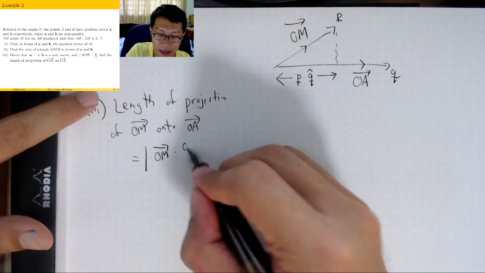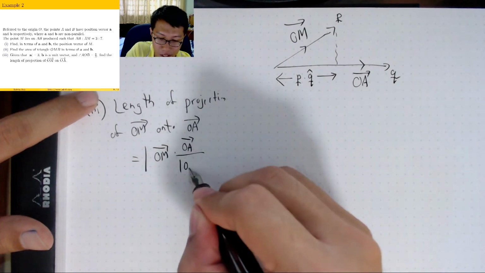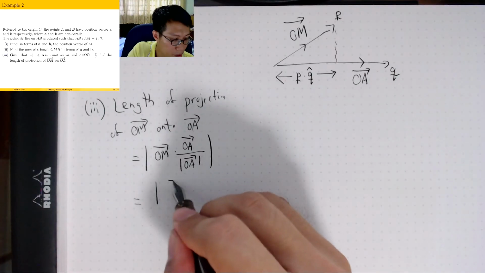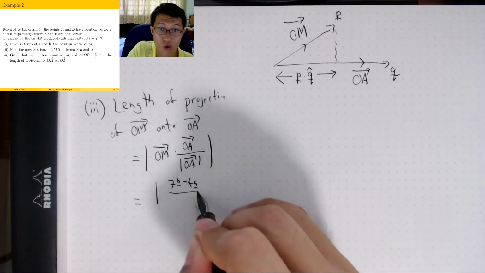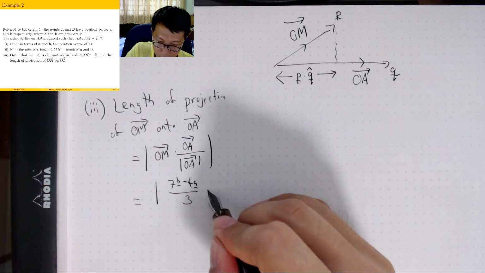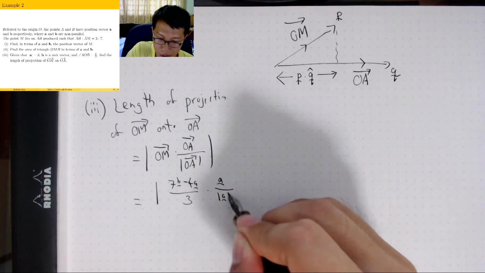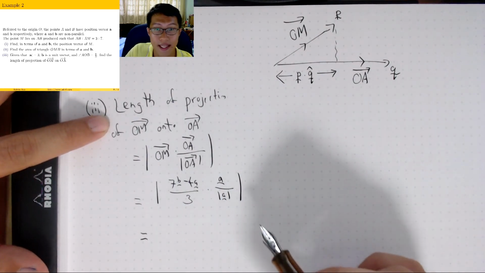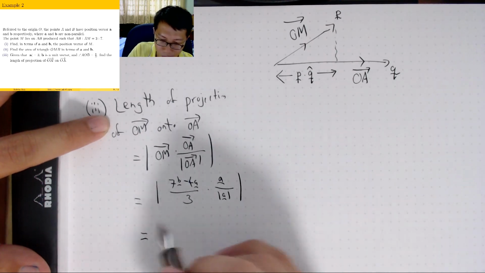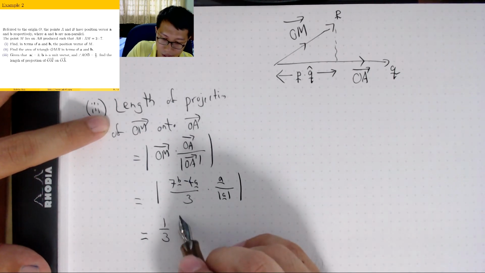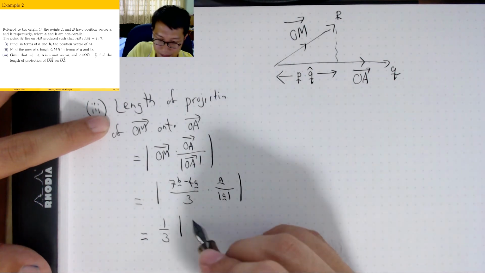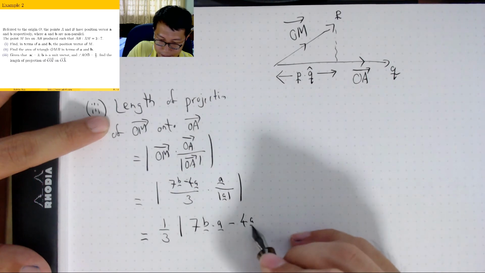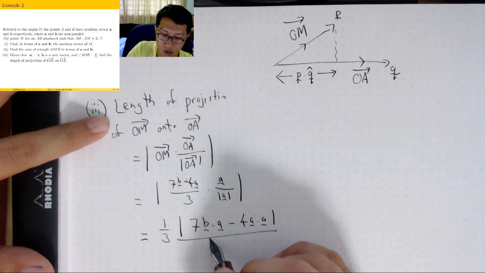OA hat is given by OA divided by its magnitude. Then we plug in what OM is. OM, we found it to be (7B minus 4A) over 3, dot A over magnitude of A. So how do we proceed with this complicated algebra? First, the constant can be dragged out, so we have 1/3. We can expand 7B dot A minus 4A dot A, and everything is over mod A.